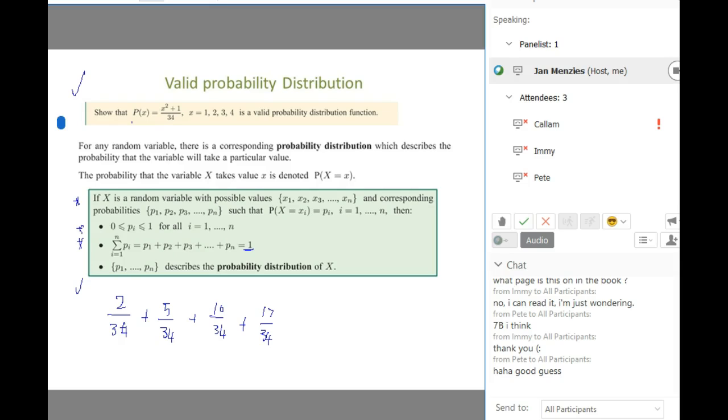Yeah, so the individual probabilities are between 0 and 1, and the sum of the individual probabilities does add up to 1. And we have written it as a set of outcomes. So the probability distribution, the last dot point, is the set, so the set notation, the curly brackets of the probabilities.